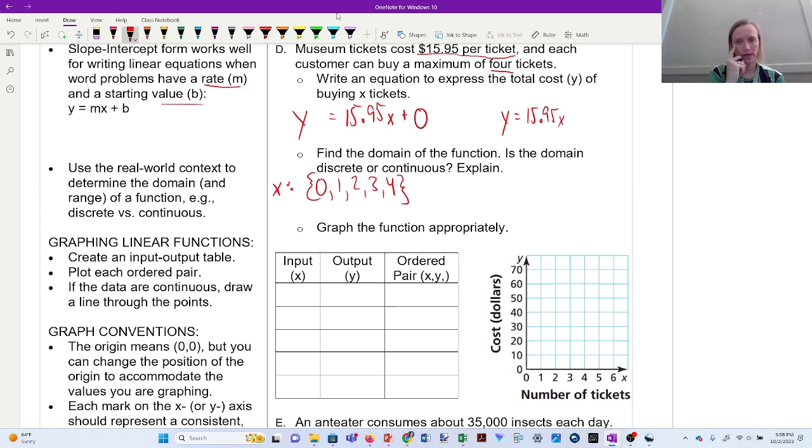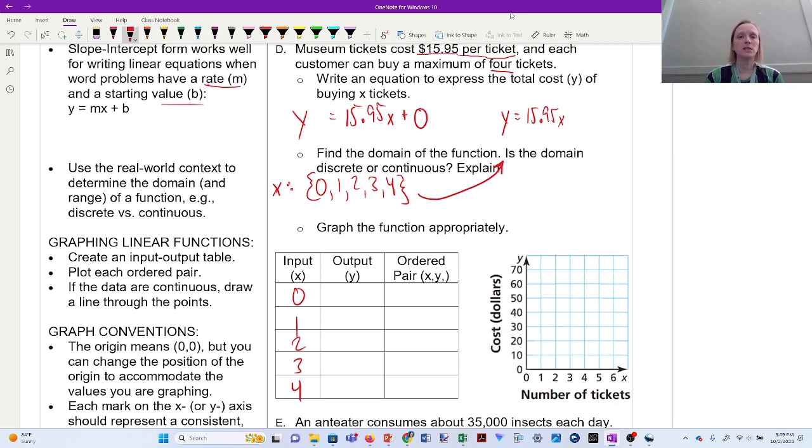Graph the function appropriately. If I'm going to graph this function, I need to know what points to put on the graph. And since I know that my values for x can only be 0, 1, 2, 3, or 4, then those are going to be the values that I test. And what I'm going to do is plug each of these values into my equation, y equals $15.95 times x, to get an output value, to get my y value.